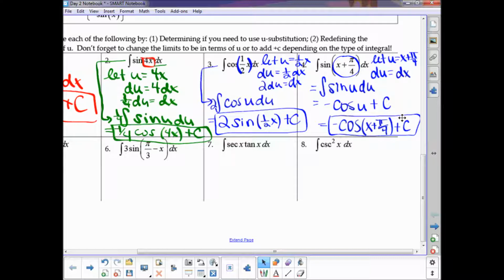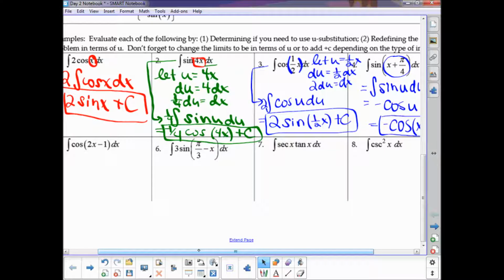Oh, we definitely want to do number 7, but I think I want to go to number 6 next. Alright, so number 6, we have 3 sine pi over 3 minus x dx. Again, we have something more than just x happening within here. I'm going to stick with the u sub, just so I don't lose anyone with this.